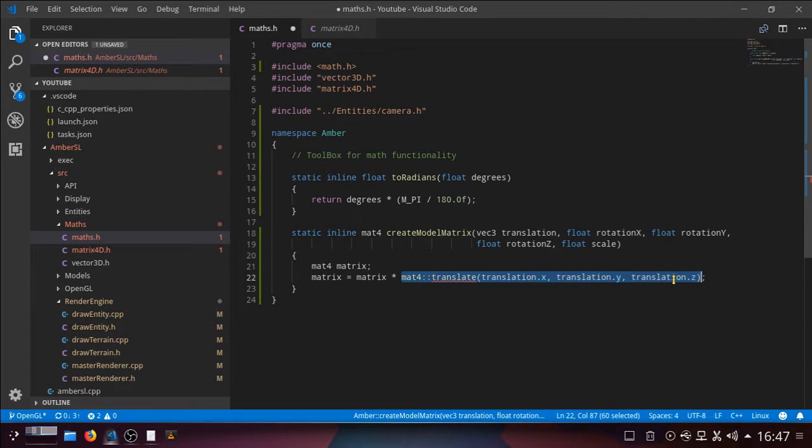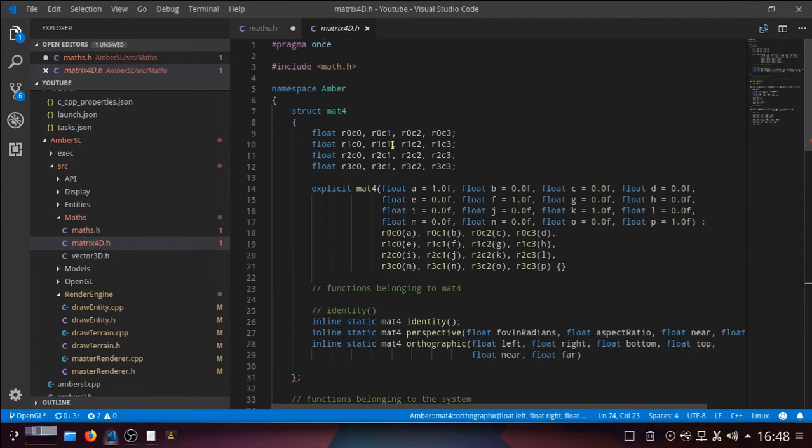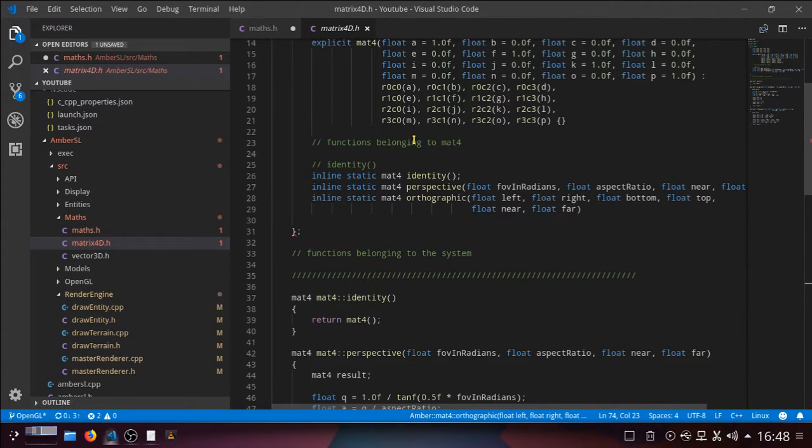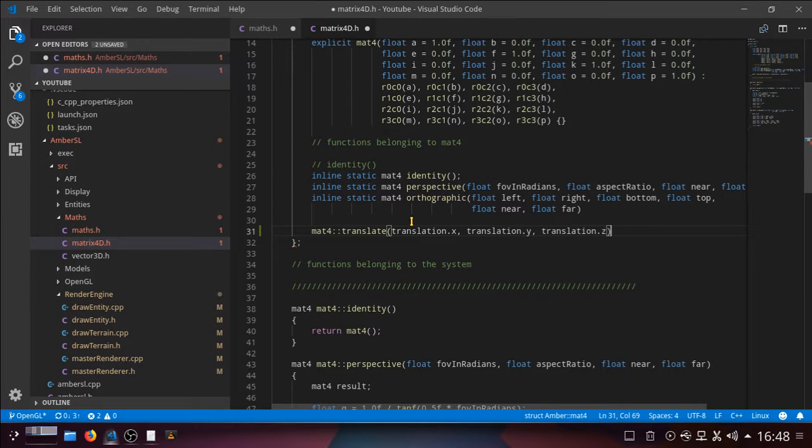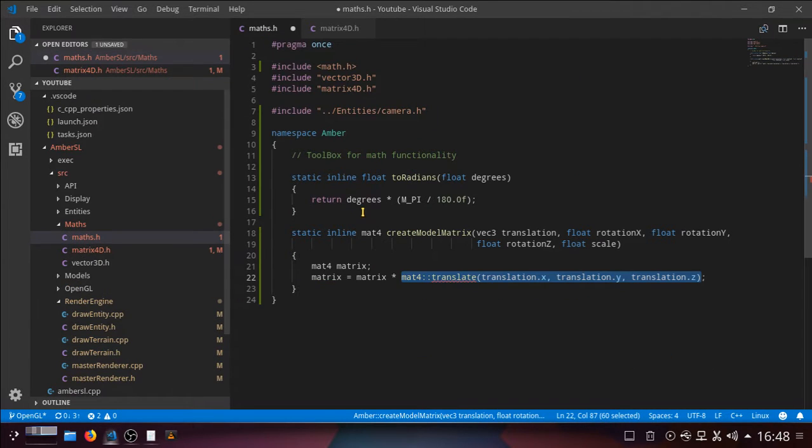What I'm going to do is go over to mat4, where it says functions belonging to mat4. I've started with that identity thing, and I'll just pop down a space and pop that in, and shade it out for now. Save that. So we haven't got that function. We'll need to write it. That's okay. That's one to write.